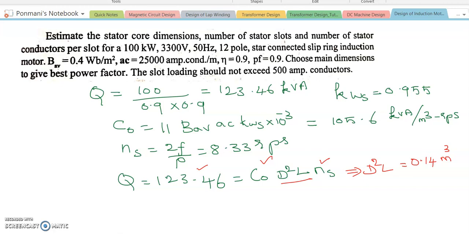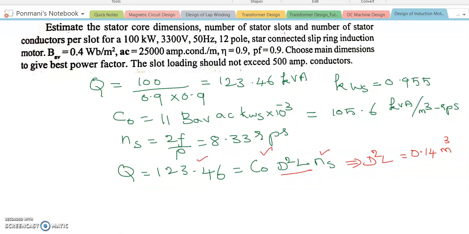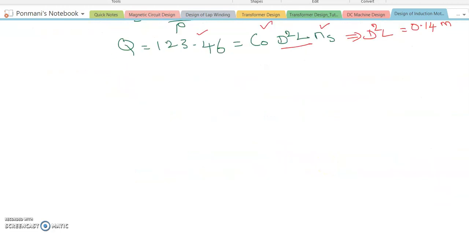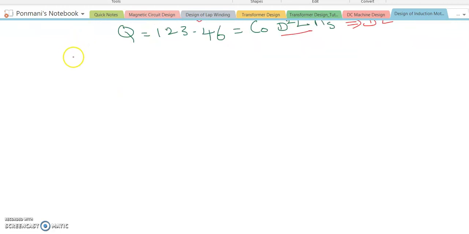Then we have to separate out this D and L. In this problem it is mentioned that we have to choose the main dimensions to give the best power factor. So for best power factor, the constraint we have already discussed is that tau, that is pi D by P, must be equal to square root of 0.18 L. So on substituting the values for pi and P, we will get L in terms of D from this equation.